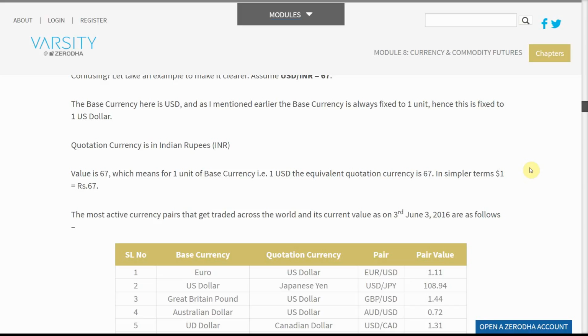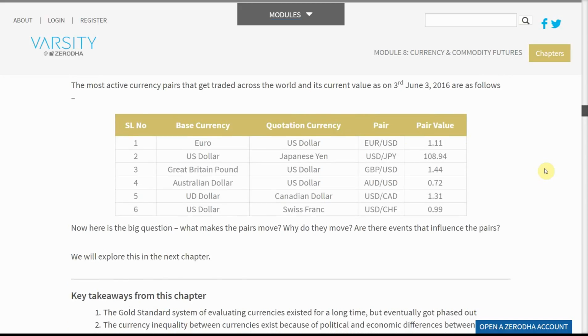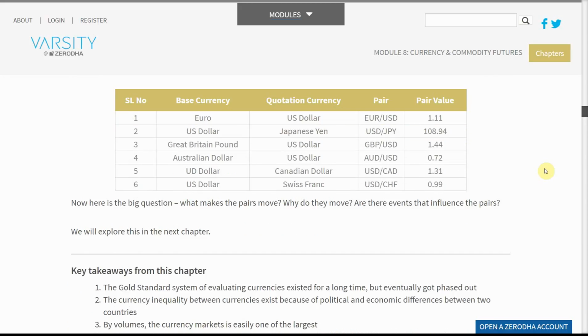The most active currency pairs that get traded across the world and their current values on June 3, 2016 are as follows. Serial number, base currency, quotation currency, pair, value. 1, euro, US dollar, EUR USD, 1 United States dollar and 11 cents.